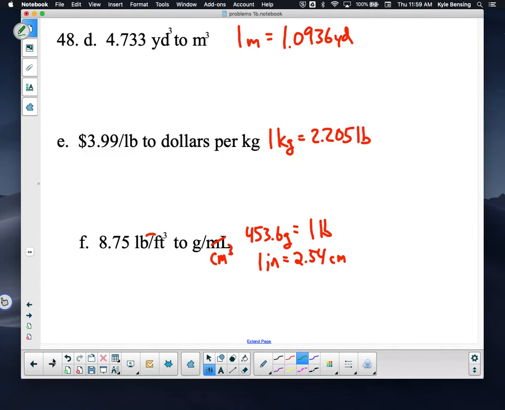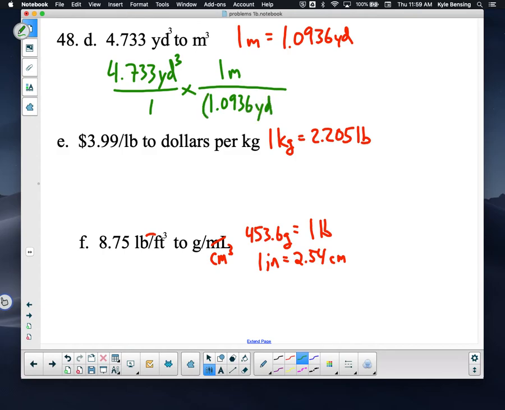Question letter D is cubic yards to cubic meters. 1 meter equals that number of yards. So if we're working in volumes but you have a cube, I would do it like this: 4.733 cubic yards on top over 1, and then we're going to use our conversion of 1 meter on top and 1.0936 yards on the bottom, and then we're going to cube the bottom and the top of that conversion.